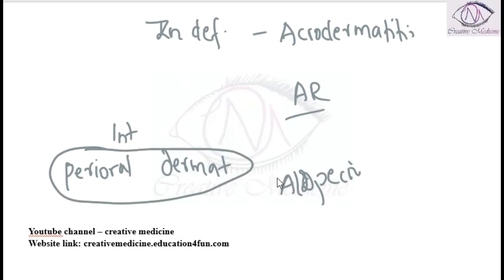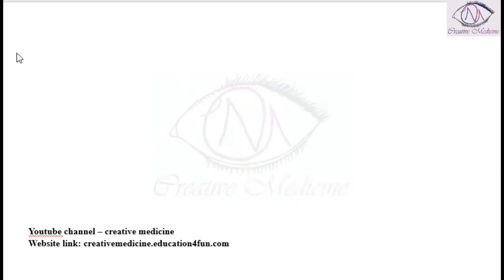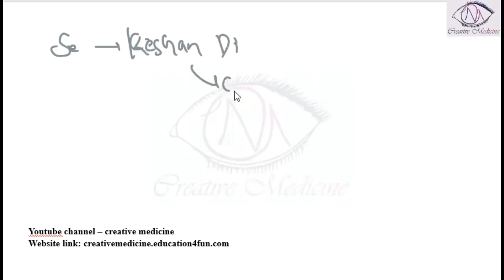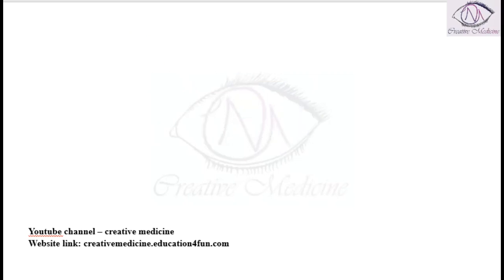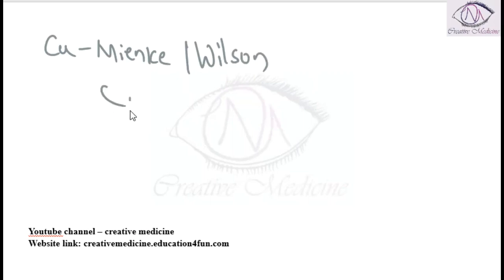Other micronutrient deficiencies: selenium deficiency is associated with Keshan disease, which is cardiomyopathy. Selenium deficiency is also seen along with iodine deficiency, which is seen in myxedematous goiter. Then, copper deficiency. Copper deficiency is seen in Menkes disease and Wilson's disease. Copper deficiency causes neurodegeneration, and fatal outcomes, and kinky hair is seen in copper deficiency. Behavior.